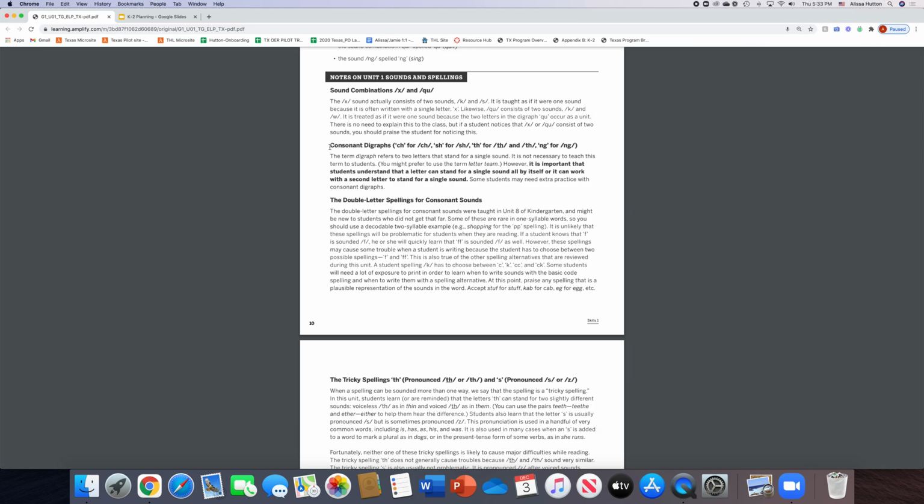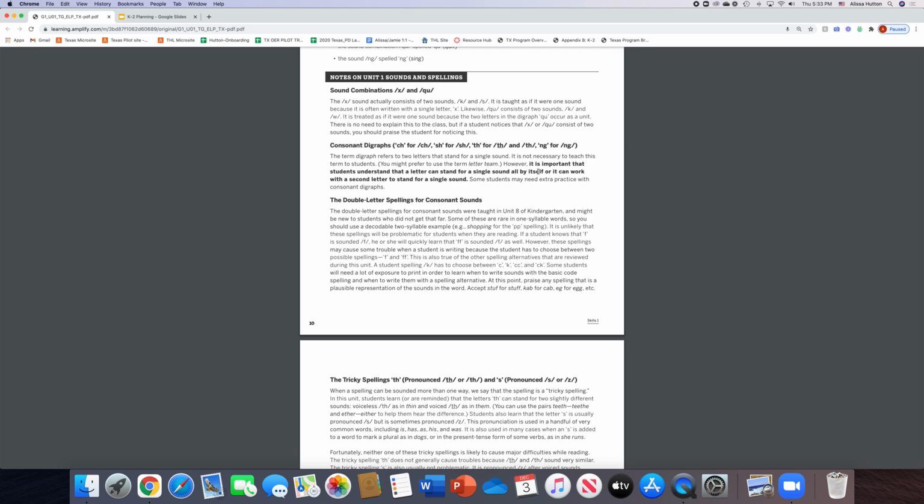For example, when I read through the consonant digraph section, it reminded me what a digraph was, that it's two letters that stand for a single sound, but it also pointed out that it's not necessary for my students to use that term. I may choose to use letter team instead.